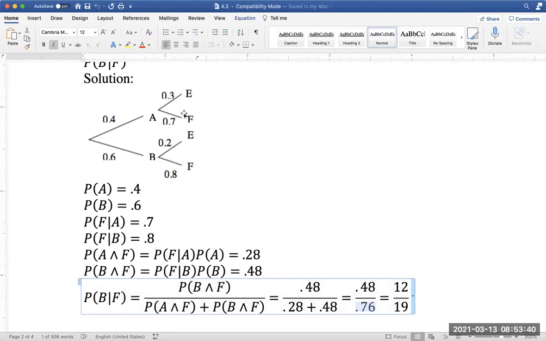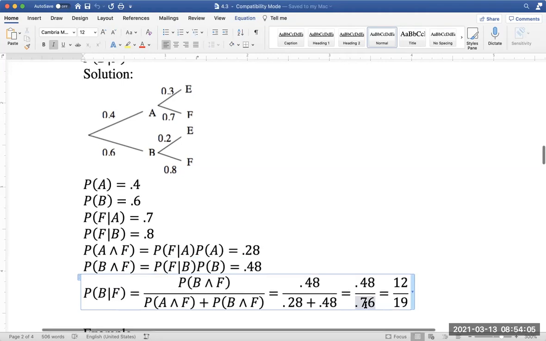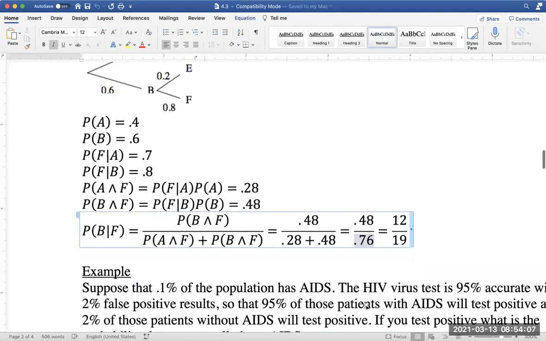So look at everything that involves F here. So everything that involves F, add those all up. That's the denominator. Now the numerator involves both B and F. So now look at B and F. Oh, that's the 0.48. So the answer is 0.48 over 0.76, 12 over 19. And that's Bayes' theorem.